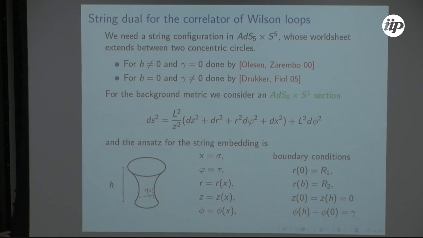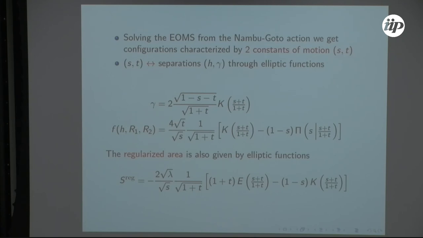But recall that since I have taken the two Wilson loops with different internal space separation, it means that in the dual sphere they are sitting at different points. So there is also an angle in the sphere that also moves between one loop and the other. Then you have to plug in these boundary conditions, and it turns out that you have two physical parameters, which are the spatial separation and the internal space separation. You can conveniently use some elliptic parameters related to those. And then you get the regularized area in terms of some elliptic function.